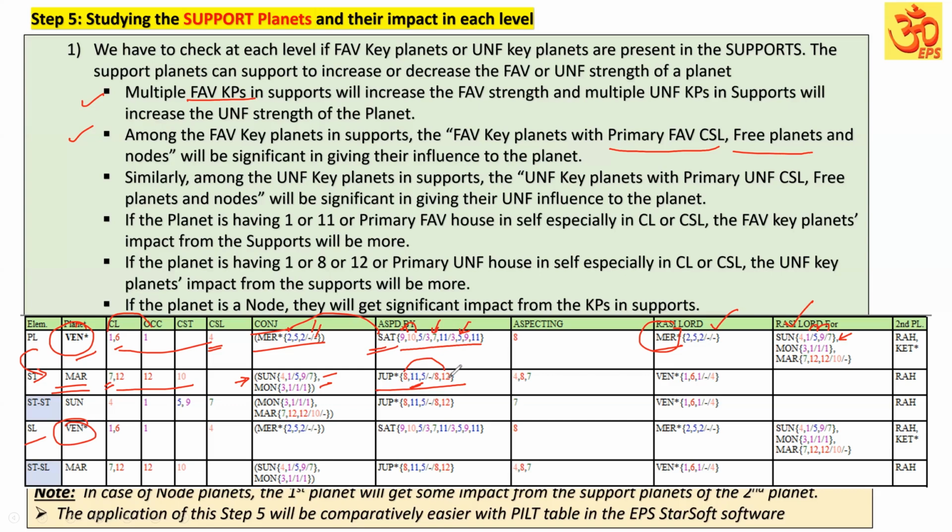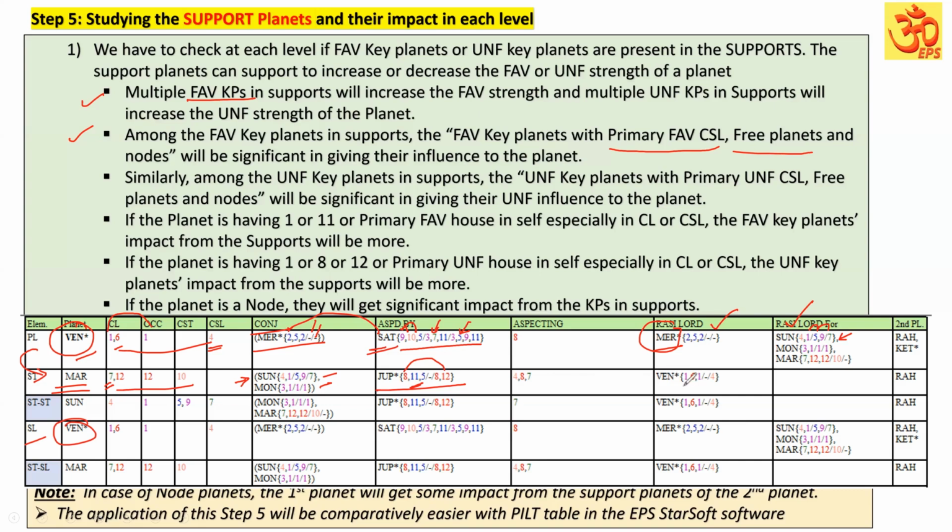8 and 12. So it means what? Unfavorable houses in the self-signification of the planet will get the unfavorable key planets' influence strongly also. That too 8 and 12, if it is present, the impact is going to be significant.